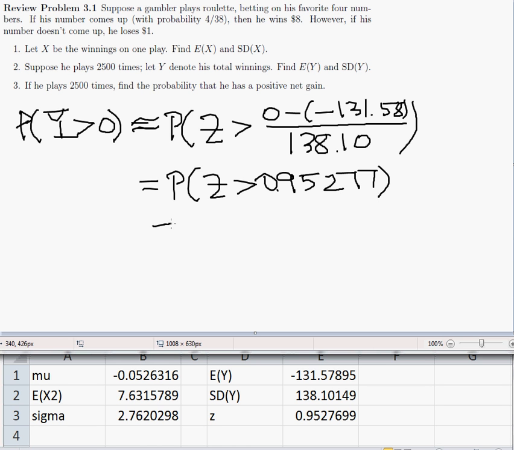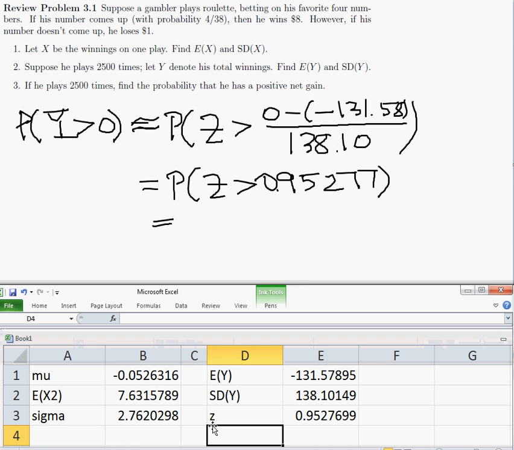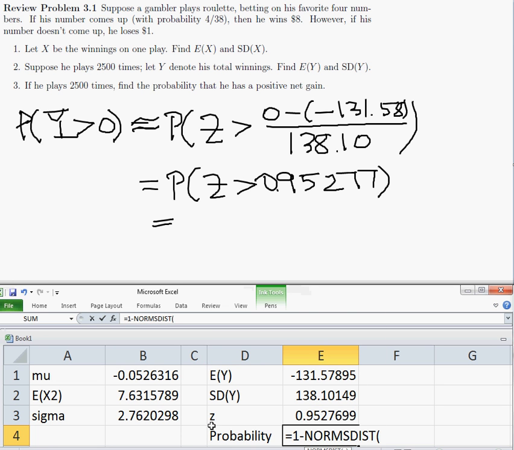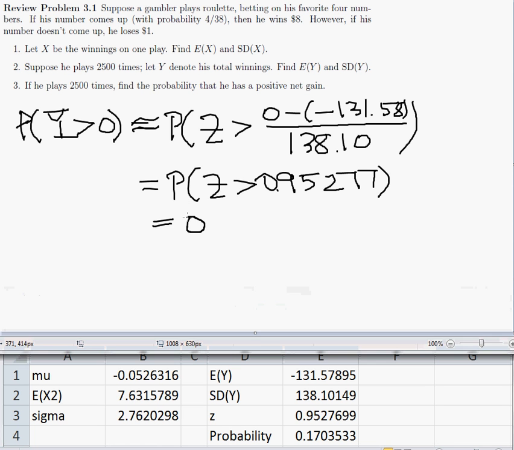And then from this point we use Excel or else the calculator or else the table that will be provided to figure out the probability of this event. And so finally the probability, in this case it will be 1 minus NORM.S.DIST of that z value. So we conclude we get a probability of about 17%. And so that concludes this problem.